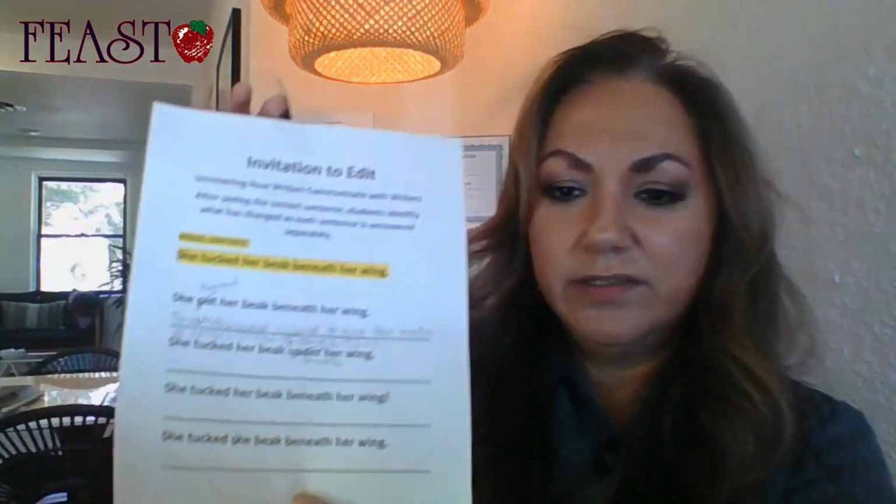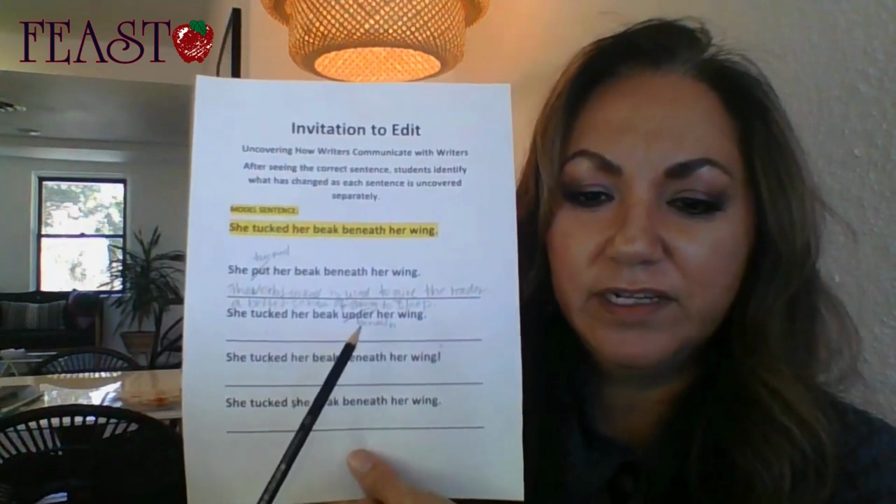All right, so there's the difference there. Instead of under, it should be beneath. Now, again, she tucked her beak under her wing. That doesn't change the sentence structure. It doesn't really change the meaning. So why would Kate DiCamillo decide to use the word beneath? Well, that's what your writer has to figure out.